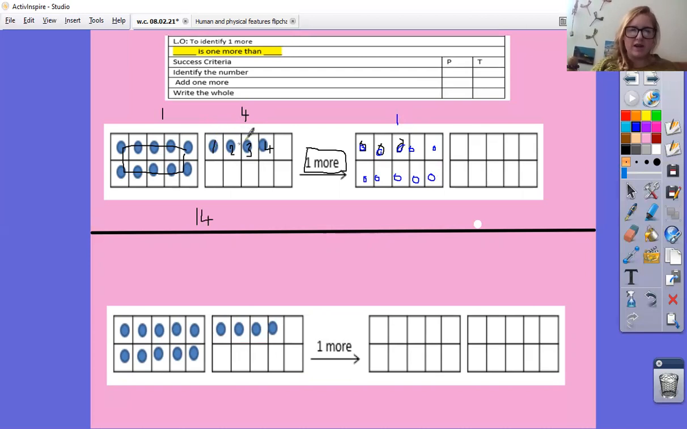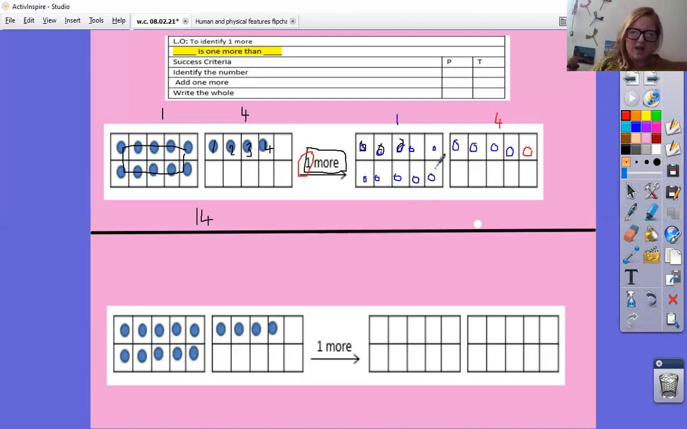Okay, now I want to do my ones. How many ones do I need? I need 4 individual ones. So 1, 2, 3, 4. Fantastic. These are now the same. There is 1 ten and 4 ones. But I want to add one more. So I'm going to add one more counter onto my ones.